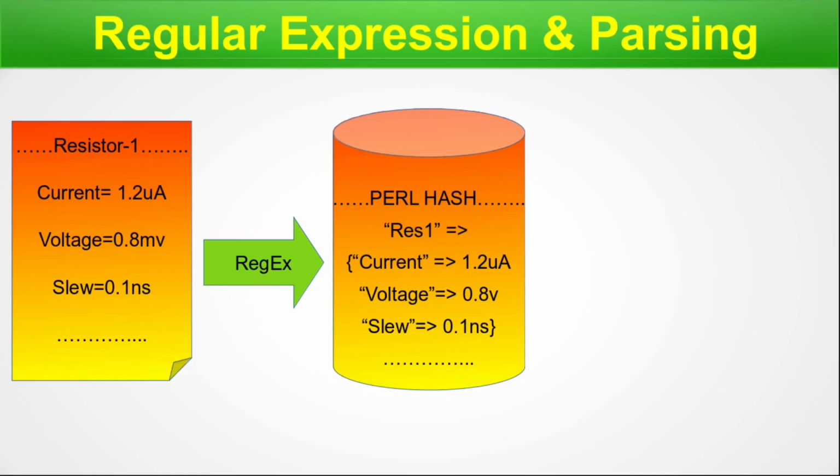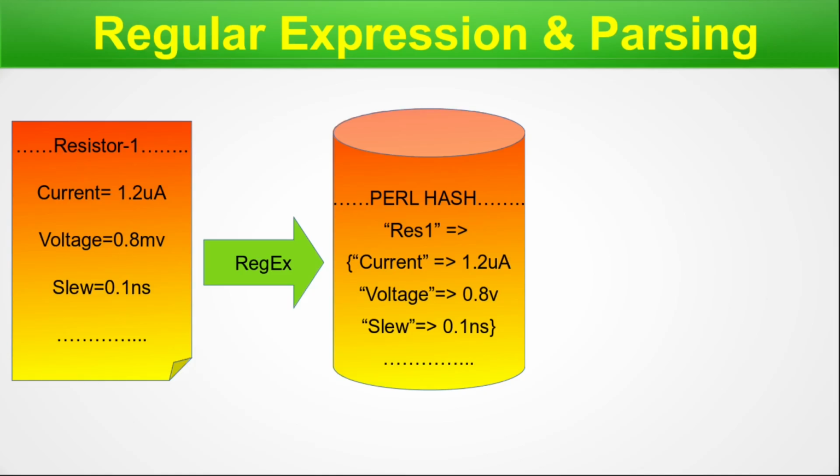Few episodes back I have discussed a simple hash as well as hash of hash, okay. So if you have not watched, please go ahead and watch them. And now this PERL hash will contain all the resistors. So this data structure will contain all the data coming out from that particular text file, okay. And here whatever I have shown is that res1 is the key, and again inside this key the value is another hash, okay. So where current is the key 1, voltage is the key 2 and slew is the key 3. So each will contain the different values, okay.